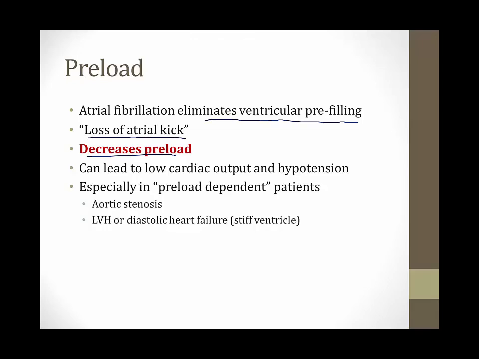This can, in some cases, lead to a low cardiac output and hypotension, especially in patients that are what's known as preload dependent. So, for example, patients who have aortic stenosis need their preload in order to generate enough output to get past the stenotic aortic valve. Patients who have left ventricular hypertrophy or diastolic heart failure have stiff ventricles. They need the atrial kick in order to fill that stiff ventricle. So in these types of patients, you can sometimes see symptoms of cardiogenic shock when patients go into atrial fibrillation with a very rapid heart rate.